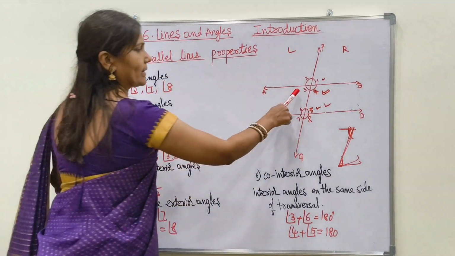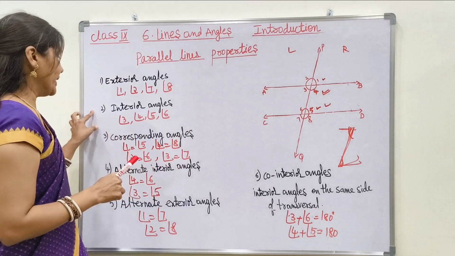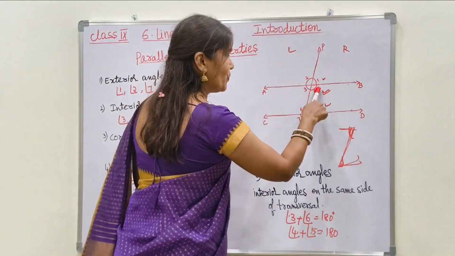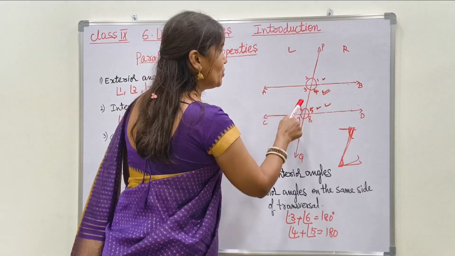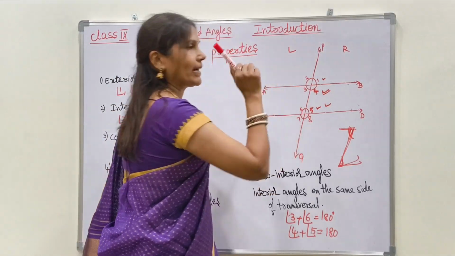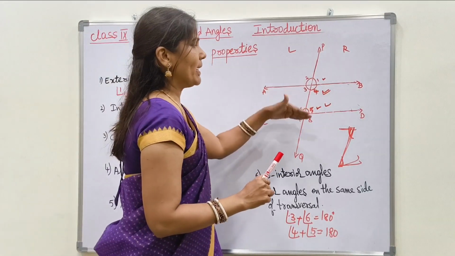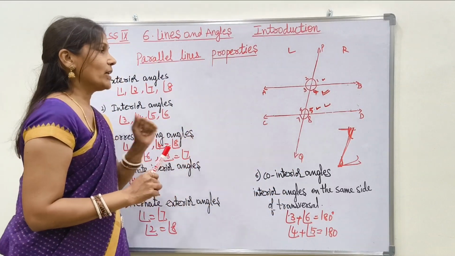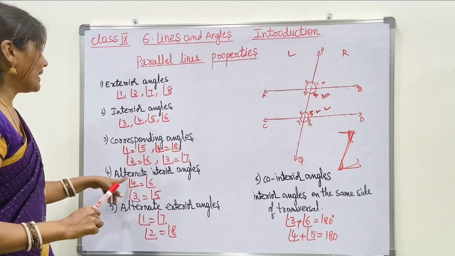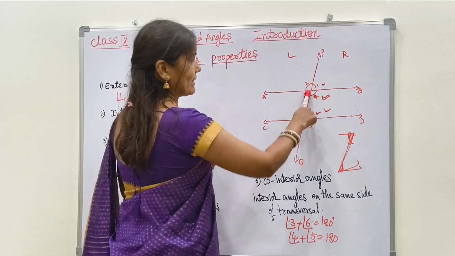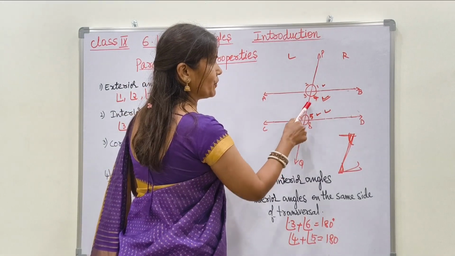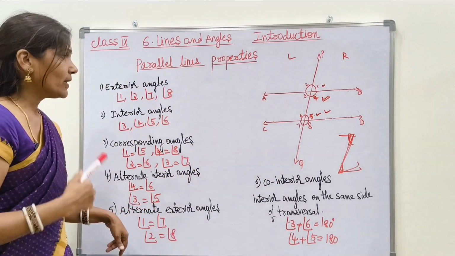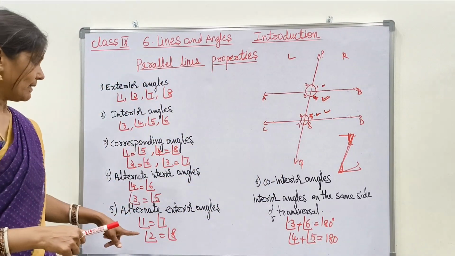So exterior angles are outside angles. Next, interior angles. These 4 are the interior angles. Next, corresponding angles. 1, 5 corresponding. 4, 8 corresponding. 2, 6 corresponding. 3, 7 corresponding. Line up number one time we will take. Line down number we will take one time. So corresponding angles are equal. Next, alternate interior angles. Alternate interior angles means 4, 6. Next 3, 5. Alternate interior angles are also equal.